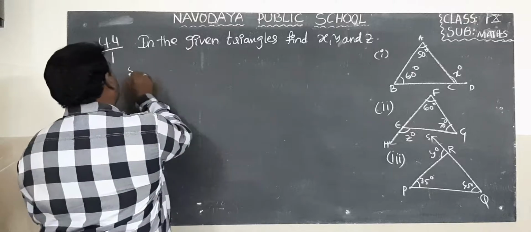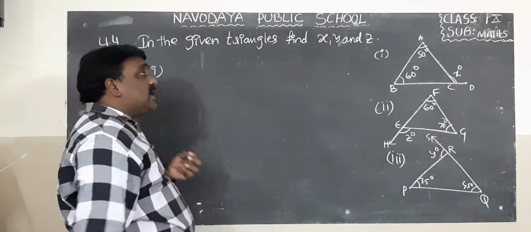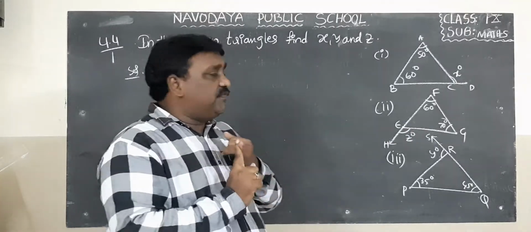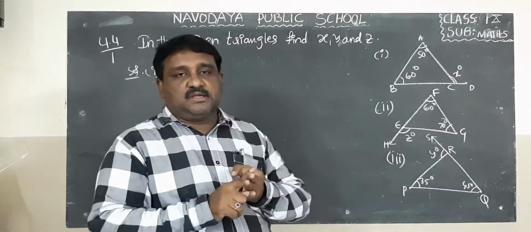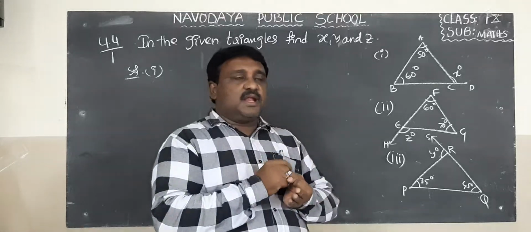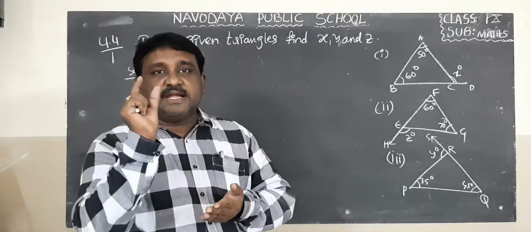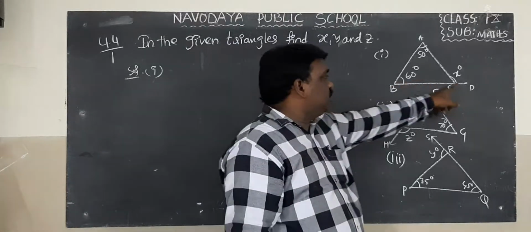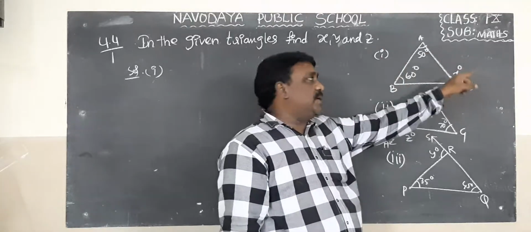Then solution. First observe all three diagrams. What are the angles in the first diagram? Number 1 is 50, number 2 is 60, number 3 is x. Okay? ABC is a triangle. 50 and 60 are interior angles and side BC is produced up to D.